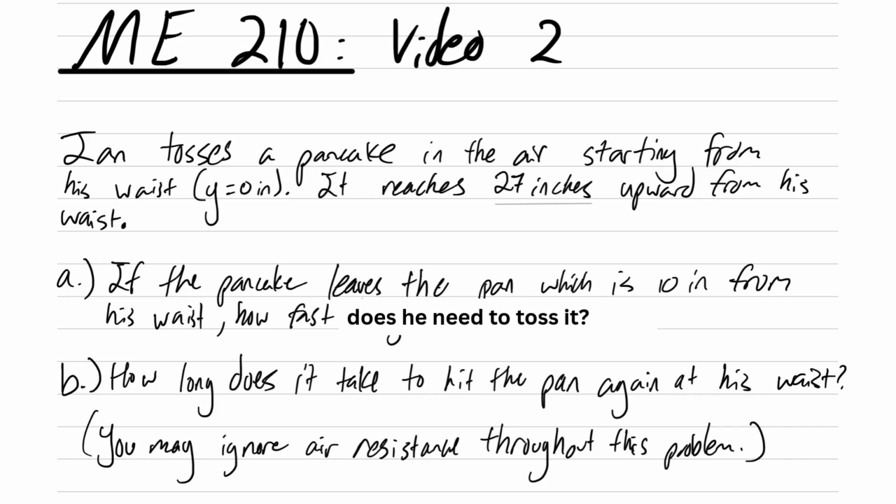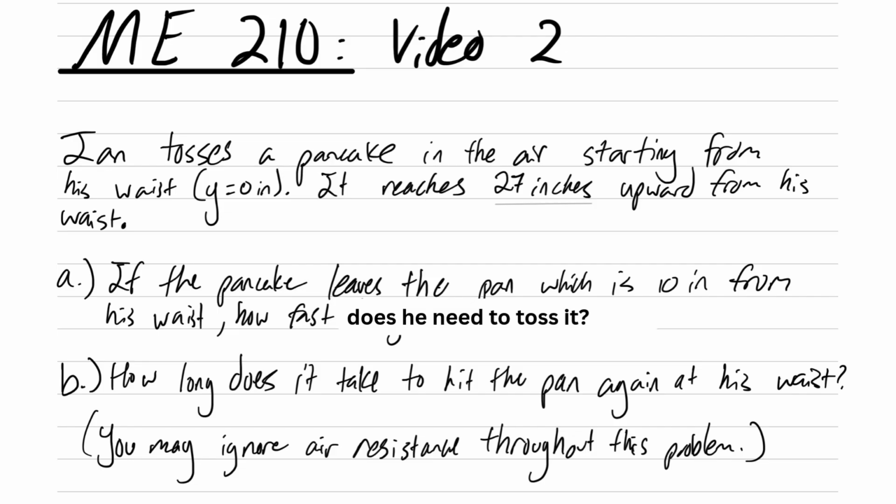The problem is that Ian tosses a pancake in the air starting from his waist, y equals 0 inches. It reaches 27 inches upward from his waist. Part A: if the pancake leaves the pan, which is 10 inches from his waist, how fast does he need to toss it? Part B: how long does it take to hit the pan again at his waist? You may ignore air resistance throughout this entire problem. So that's kind of what the problem is.